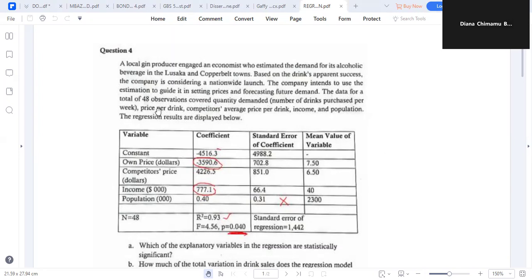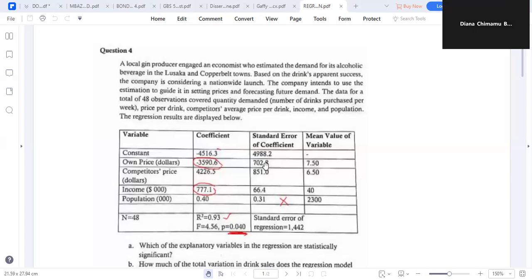So the data is showing 48 observations, okay, and the number of drinks purchased per week, the competitor's average price, income, and population. So I want to see how significant each of these figures are in explaining the variables. So we have the constant here, we have the own price, we have the competitor's price, we have the income, we have the population. So to determine how significant each of these are, we'll divide the coefficient divided by the what?